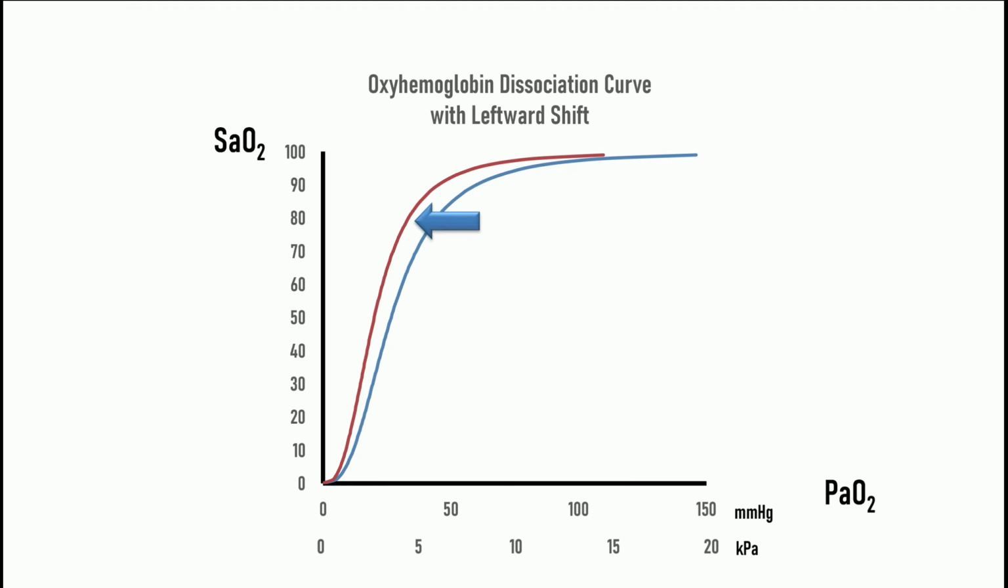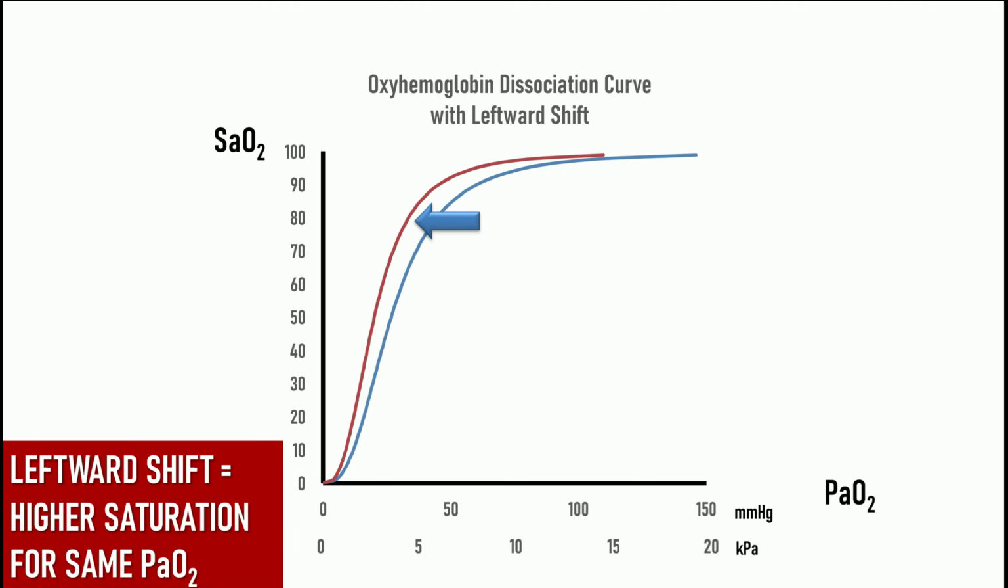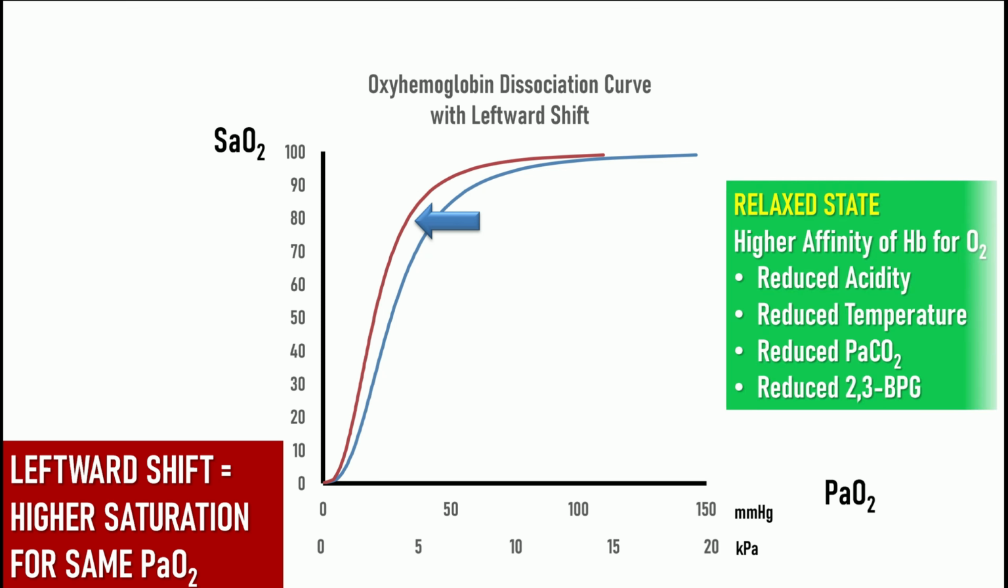what happens when the oxyhemoglobin dissociation curve shifts leftwards? In this situation, there is a higher saturation for the same PaO2. In other words, hemoglobin is in the relaxed state, and that happens when there is less metabolic activity going on. So there is reduced acidity or alkalinity, reduced temperature, reduced PaCO2, and reduced 2,3-BPG.